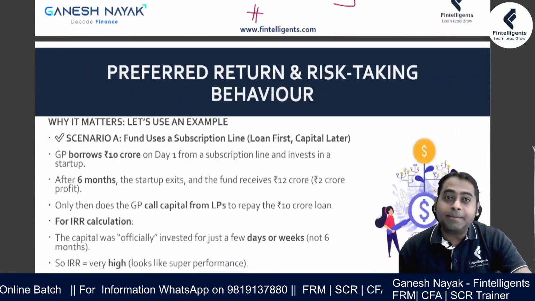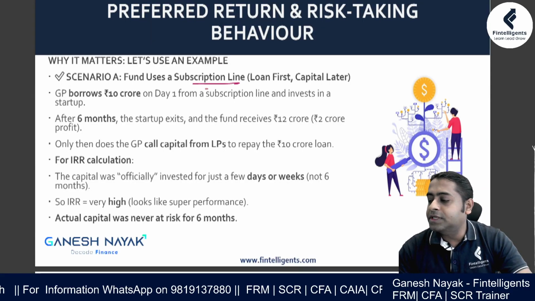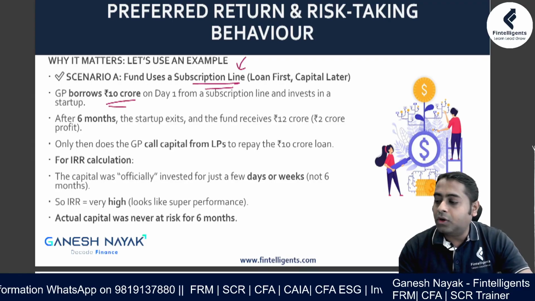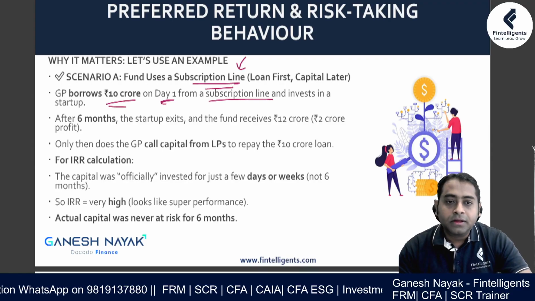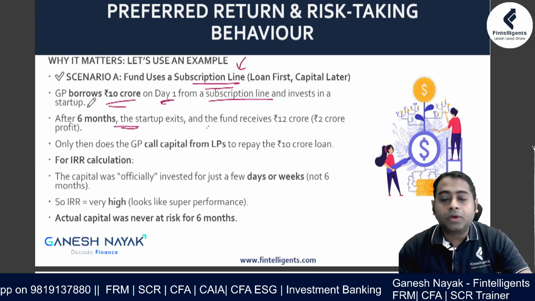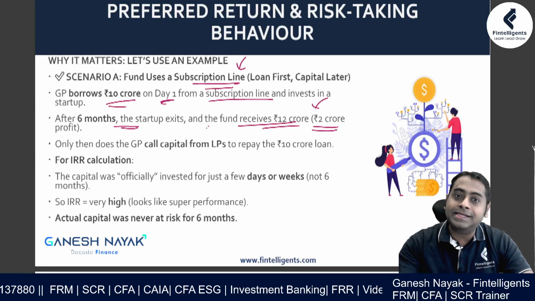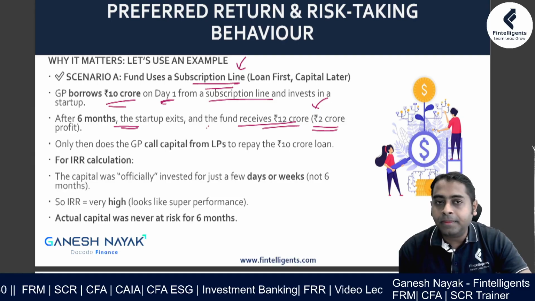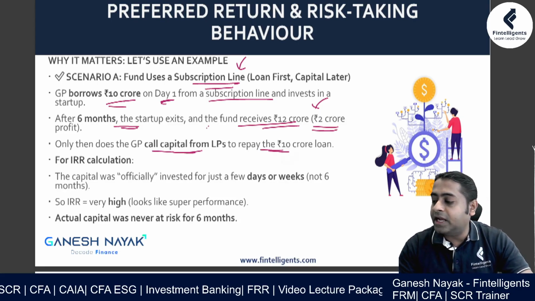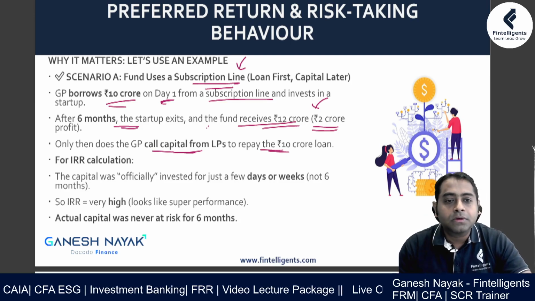Let us look at this example which will help you to understand the concept. Scenario A. We are using a subscription line. GP borrows 10 crores on day one from that line of credit. After 6 months, when the exit is going to happen, you know that you're going to earn 2 crore rupees profit. The valuation is at 12 crores. Now you call up the LP and ask for that 10 crore to repay the loan, and then you show that in a short period of time you made 2 crores, right?